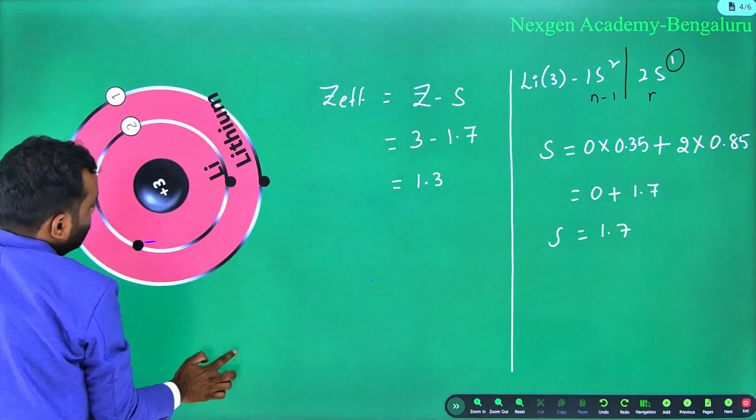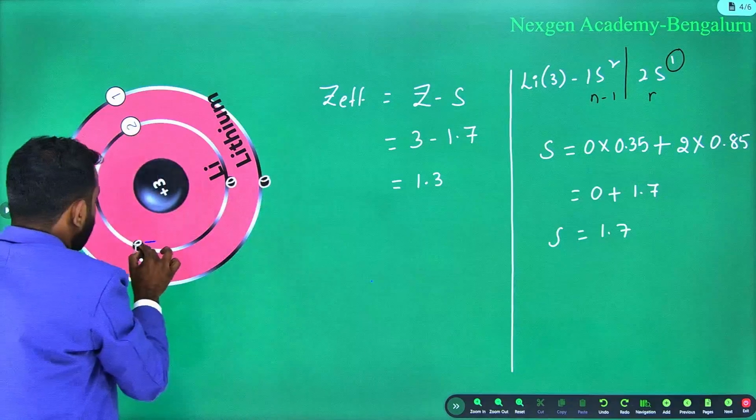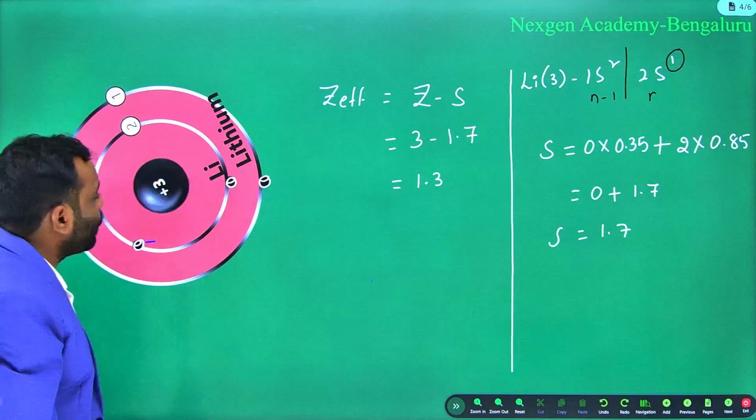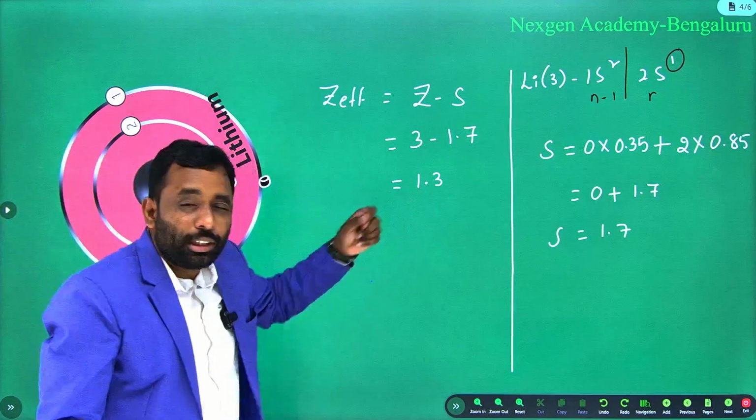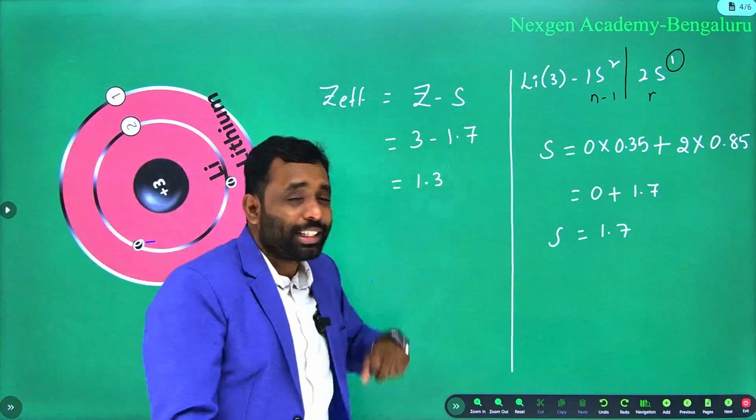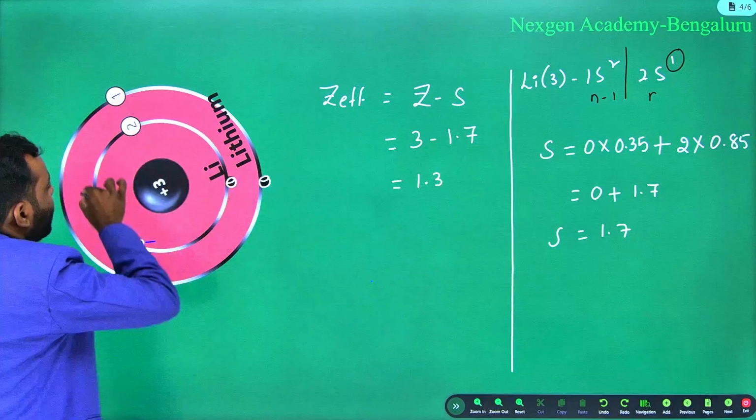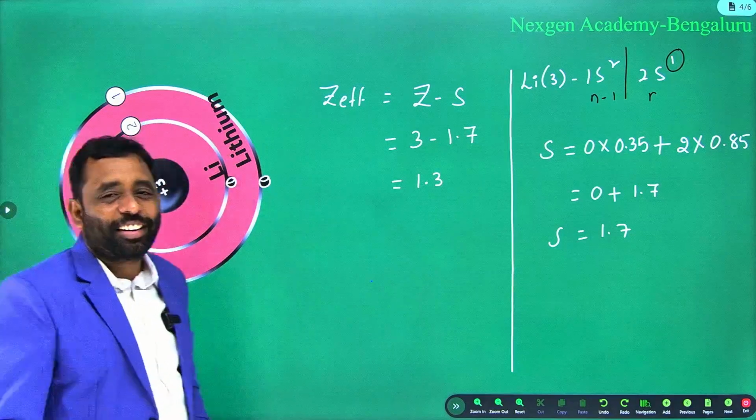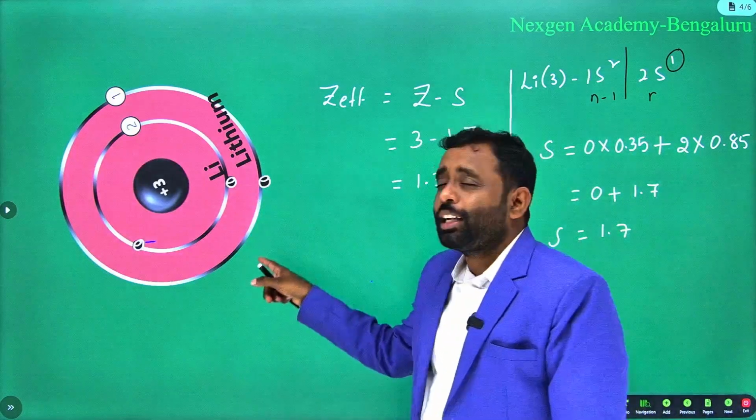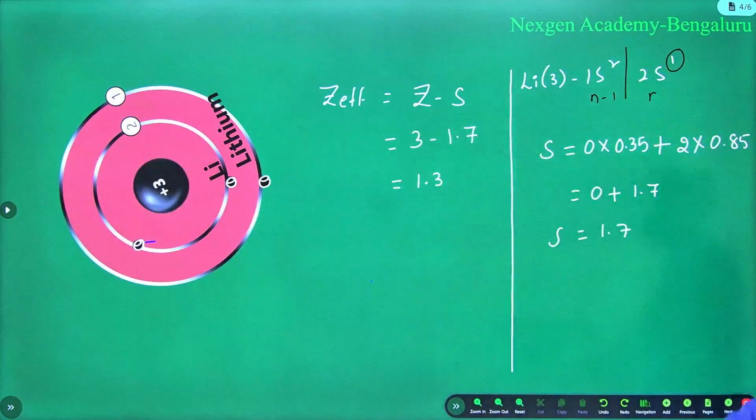Look at this valence electron. There are 3 electrons, right? This valence electron is expected to have 3 protons attraction, but in reality it is 1.3 protons attraction only. What about the remaining 1.7? That attraction is minimized, shielded or screened by inner electrons. What are they? 1s electrons. 1s electrons are protecting the 2s electron from the nuclear attraction. That can be calculated excellently with the help of Slater's rule.